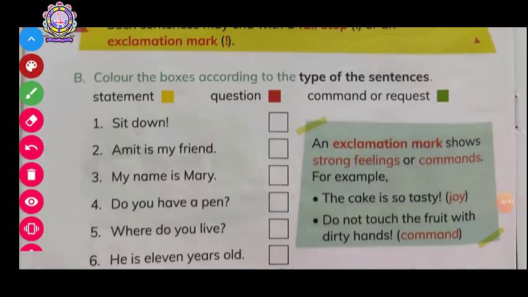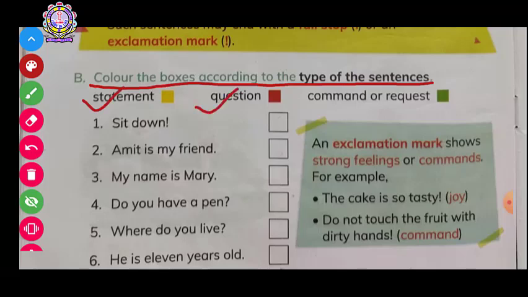Your B number exercise is: color the boxes according to the type of the sentences. What we have to do is color the boxes according to its type. So what I will do, I will not color these sentences, but I will state it there. If a statement is there, then I will write S; if a question is there, then Q; if a command or request is there, then C or R.